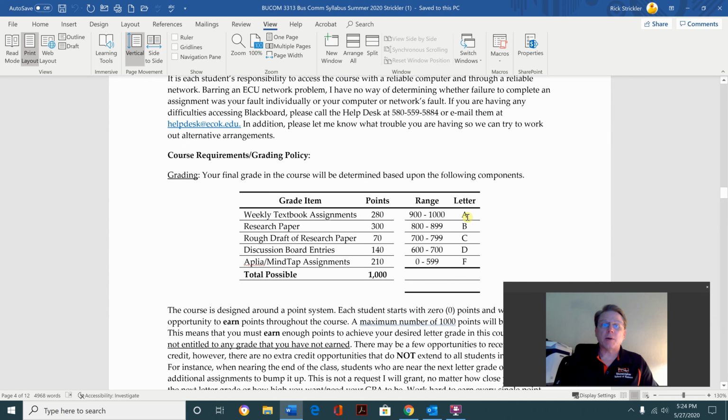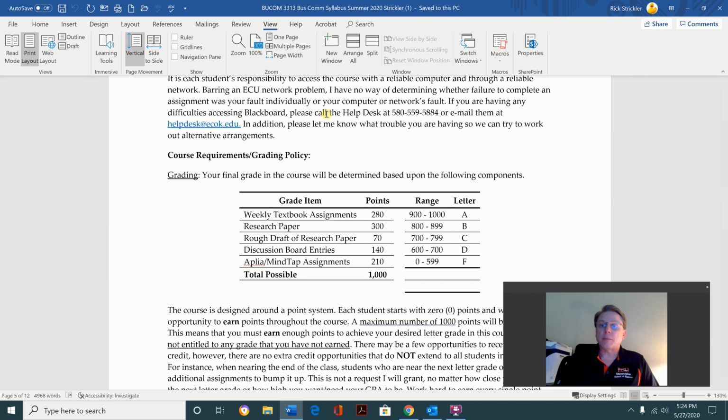Okay, computer access policy: it is the students' responsibility to access the course with a reliable computer through a reliable network, internet. Barring an ECU network problem, I have no way of determining whether failure to complete an assignment was your fault individually or the computer network's fault. Since no one's on campus, it all has to be up to you to make sure it gets finished on time.